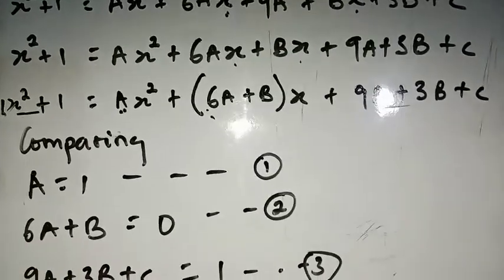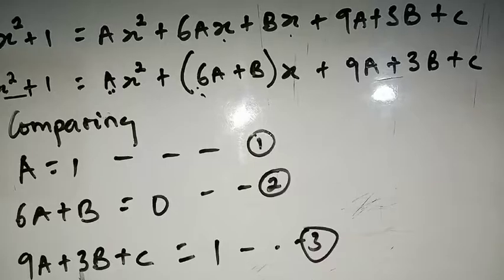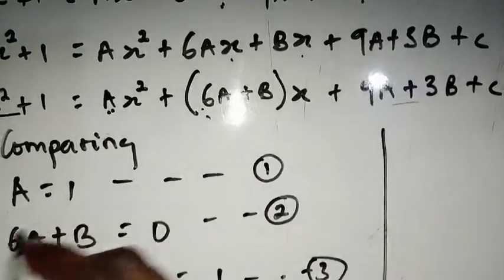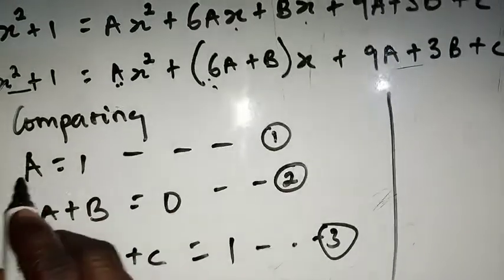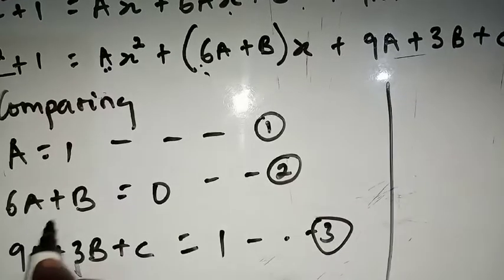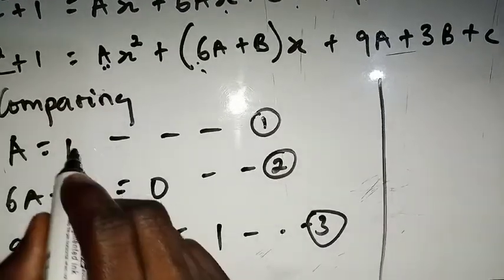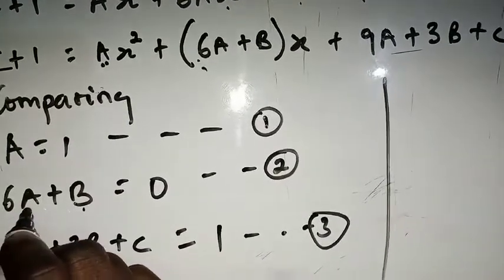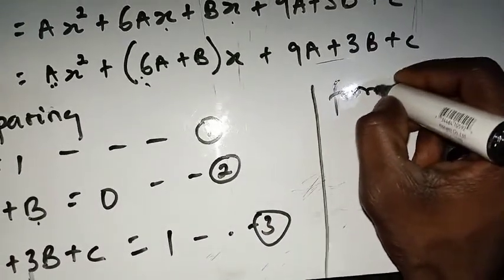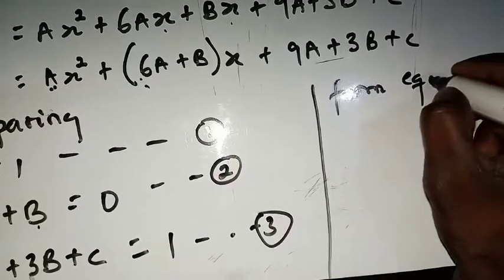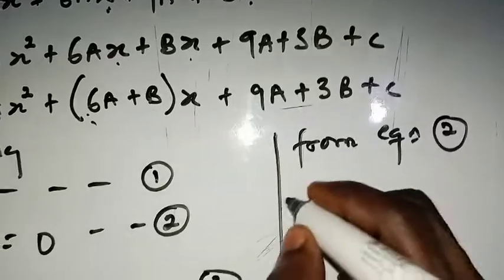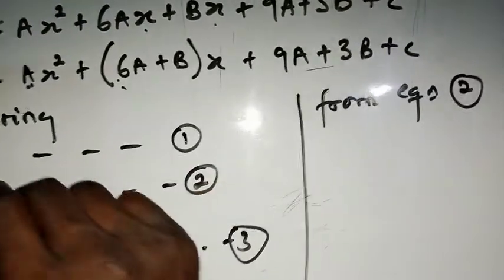Once you follow the procedure that we are doing here, you can see that, what are we looking for? We are looking for the values of a, b, and c. So we had a equal to 1. With a equal to 1, we can easily determine the value of b. We just need to take this and replace the a here, from equation 2. From this equation 2, we have a equal to 1.